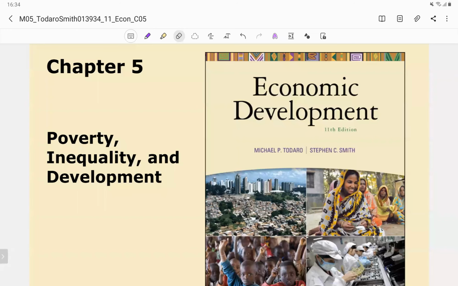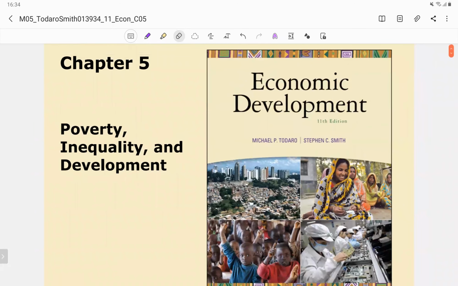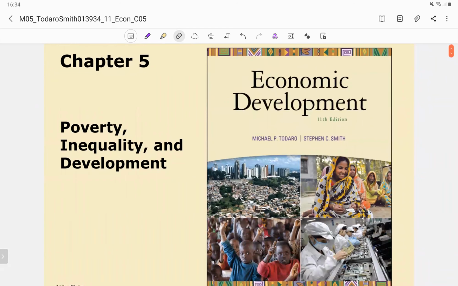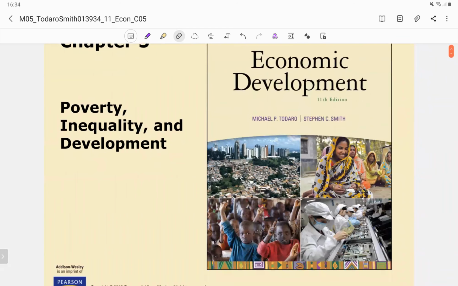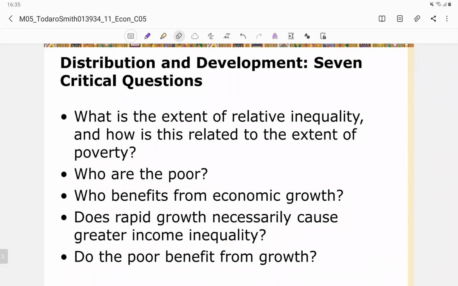Okay, so chapter 5, Poverty, Inequality, and Development. You can find this in Todaro's book, chapter 5. As usual, this is just the summary of the chapter. Okay, so regarding the distribution and development, we will have 7 critical questions to be answered here.